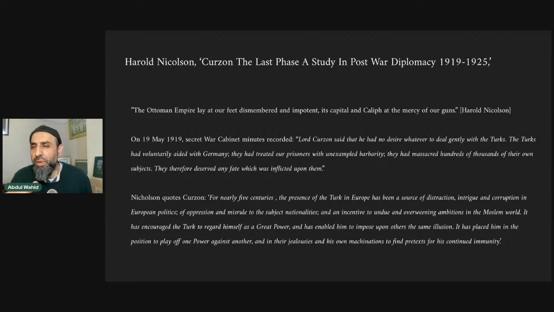This is a complete distortion. For that 5 centuries, there was considerable stability and harmony within Europe for its subject nationalities. And in fact, the Uthmani Khilafah governed more non-Muslims than Muslims who saw themselves as Ottomans. An incentive, he says, to undue and overwhelming ambitions in the Muslim world. It's encouraged the Turk to regard himself as a great power, which of course it was till about 1800, 1850, and has enabled him to impose upon others the same illusion.